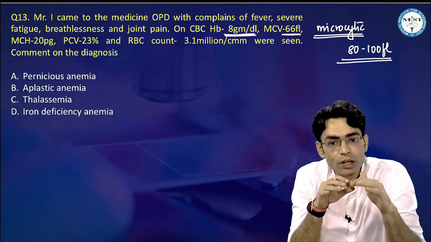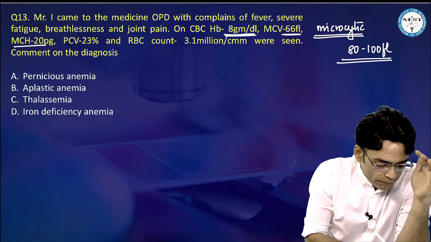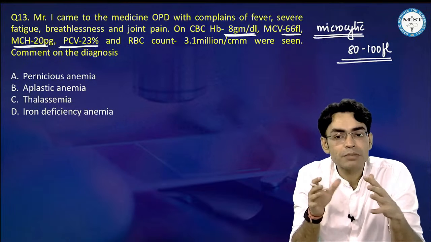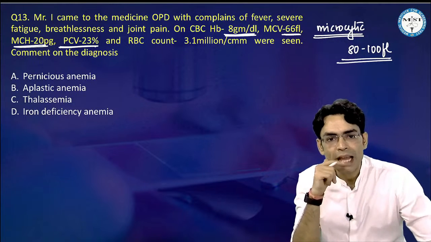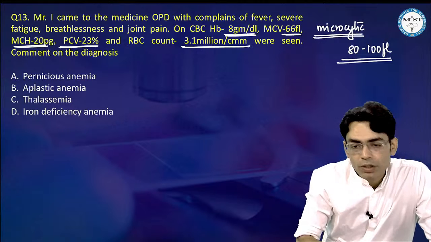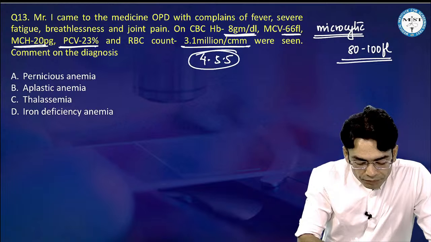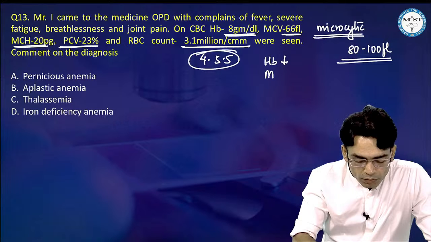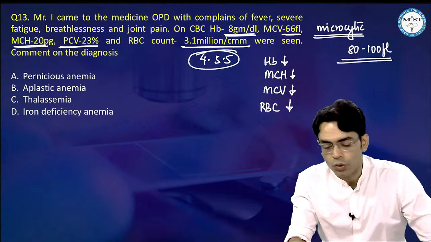MCH also is going low. What is normal MCH? 27 to 32 picograms. So MCH also is low. PCV is also low, packed cell volume. It is approximately 3 times the hemoglobin. So hemoglobin is 8 gram per deciliter, so obviously PCV is also low. And RBC count is 3.1 million per cubic millimeter. What is the normal RBC count? It is from 4 to 5.5. So RBC count is also low. So you have everything low: HB low, MCH low, MCV low, and the total RBCs are also low.